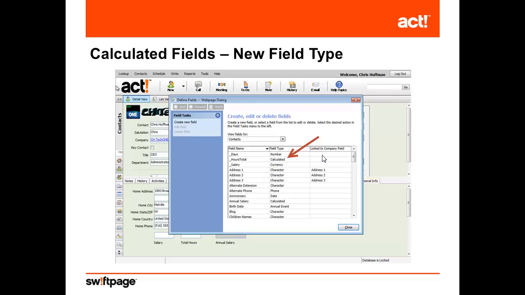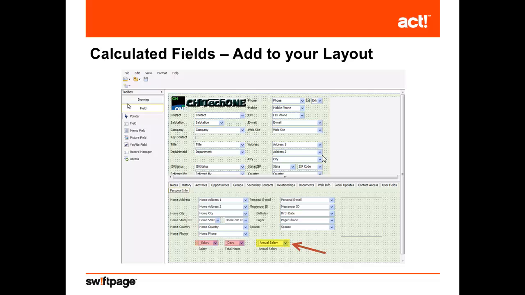Calculated fields are a new field type that's available in Act version 16. They can do numeric and date calculations. So we can add a field to our layout which will automatically add numbers together from the different numeric types that we have in Act. Or we can do date calculations such as how many days or years until or after a specific date.